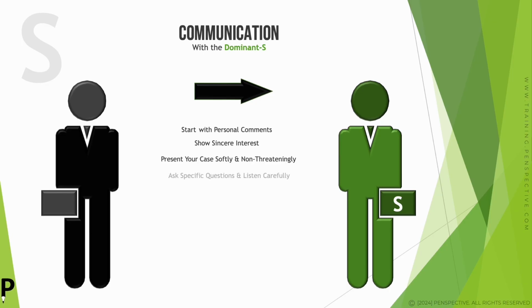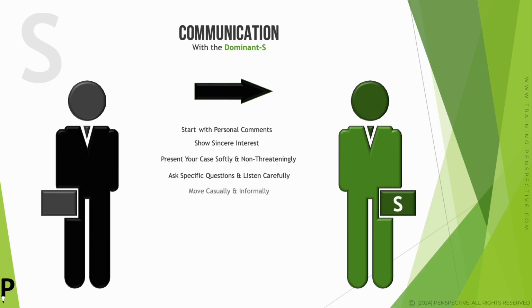Ask specific questions and listen carefully. Engage dominant S individuals in conversation by asking specific questions, preferably ones that begin with "how?" This approach encourages them to share their thoughts and feelings more openly. Avoid interrupting as they speak and listen carefully to their responses, demonstrating respect for their perspective.